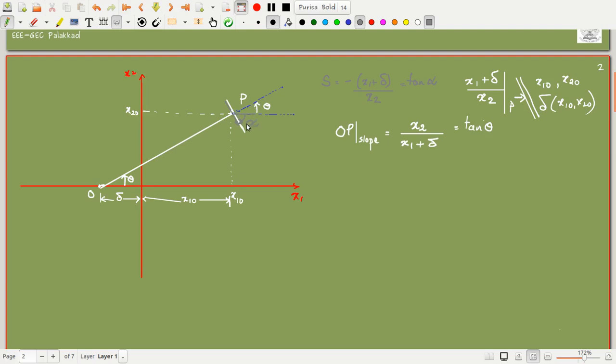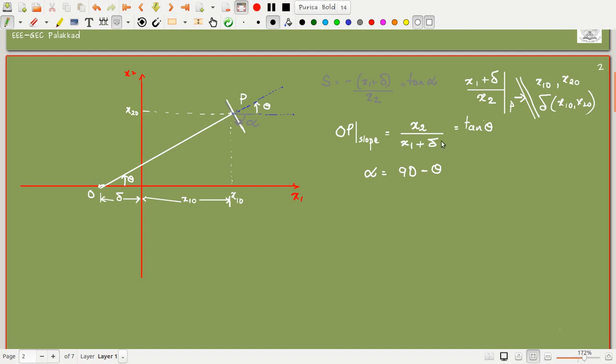So what would be alpha? Alpha would be 90 minus theta, right? So I got this relation directly. So alpha is 90 minus theta, right? So what would be tan of 90 minus theta? Tan of 90 minus theta is in fact cot theta.